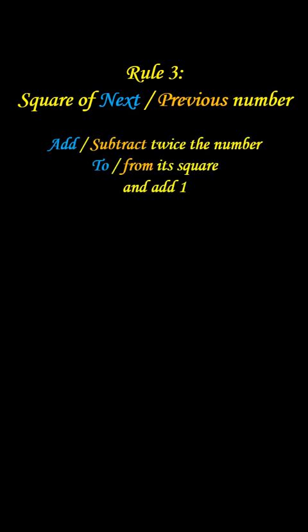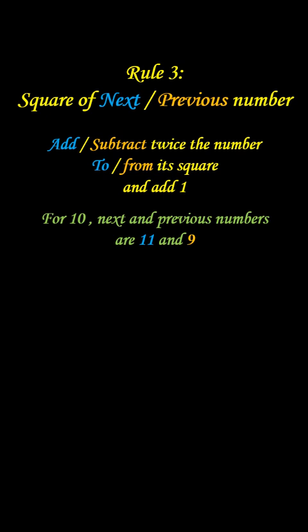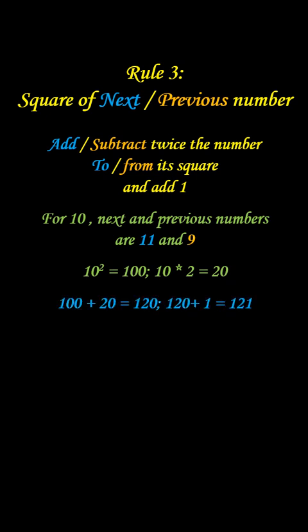Add or subtract twice the number to or from its square and add 1. For 10, the next and previous numbers are 11 and 9. 10 squared is 100. 10 times 2 is 20. 100 plus 20 is 120 plus 1 is 121. 100 minus 20 is 80. 80 plus 1 is 81. 11 squared is 121. 9 squared is 81.